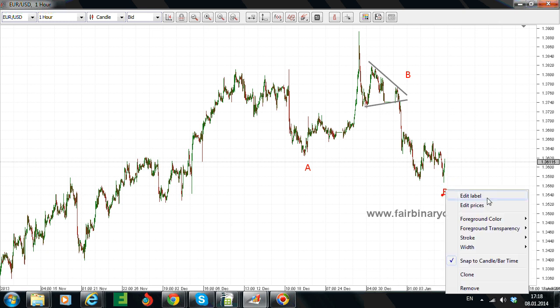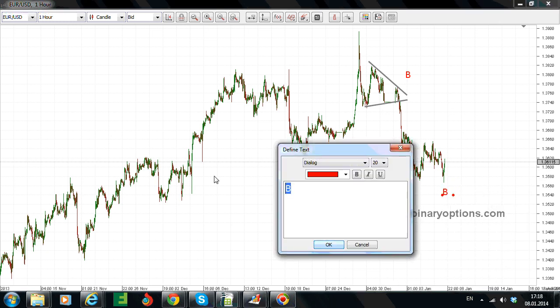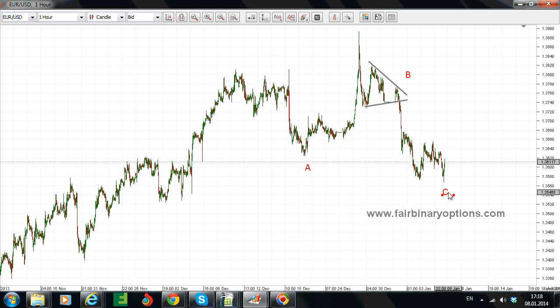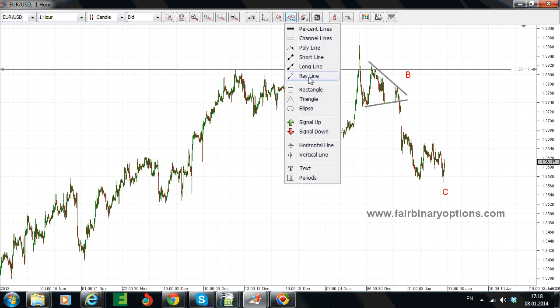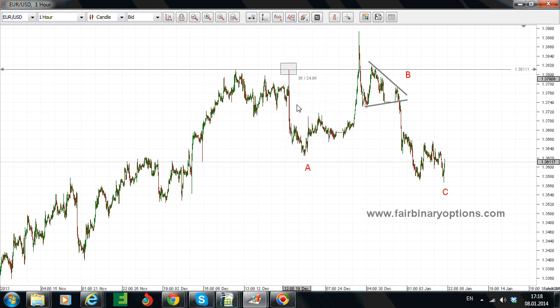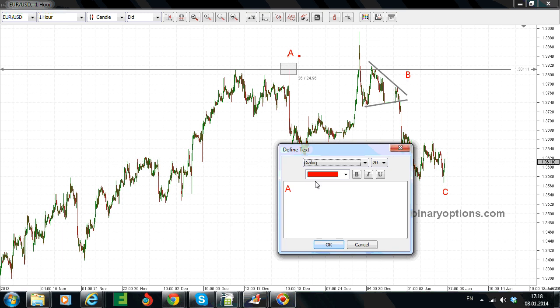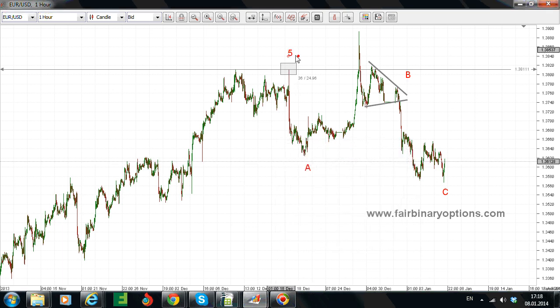Now if this is an ABC, you might ask me, okay, I agree this is an ABC, but what does it correct? Well, it corrects an impulsive move that ends with these highs here. This should be labeled as an impulsive move. This should be the fifth wave of this degree, that would be our fifth wave there. So five waves up, and then A, B, C.